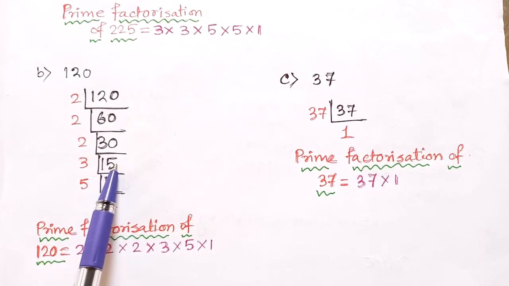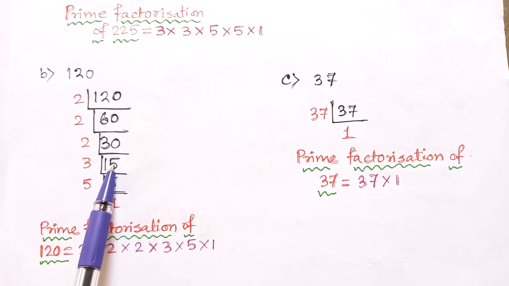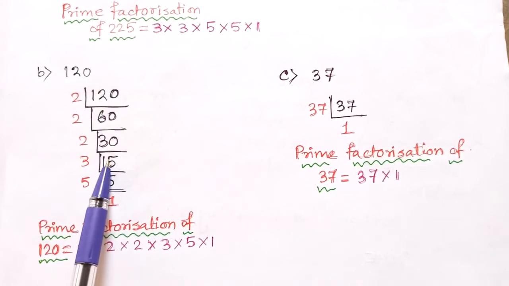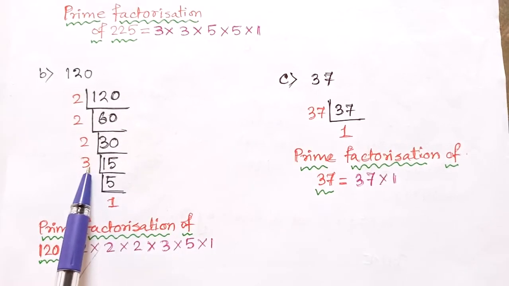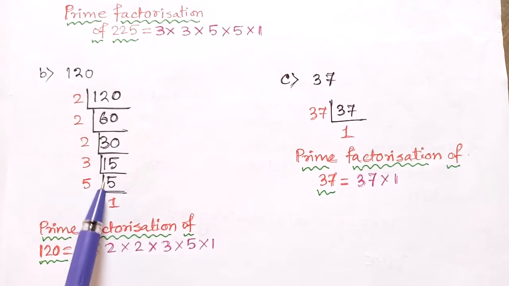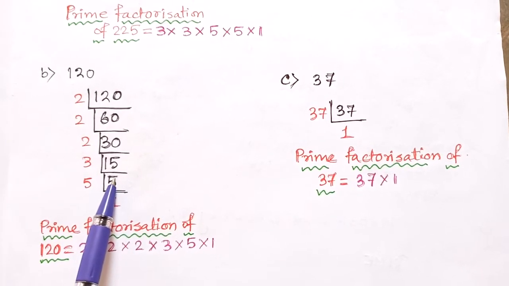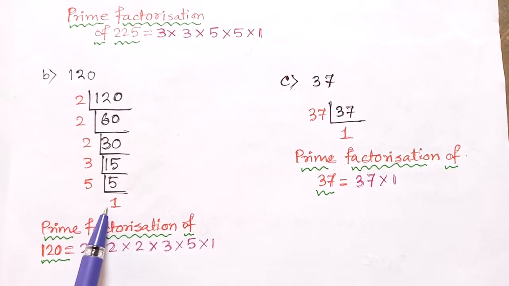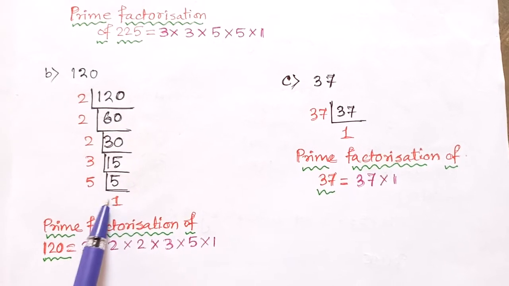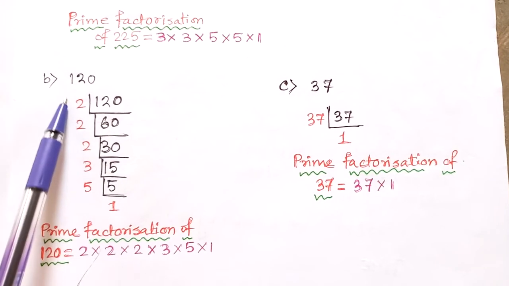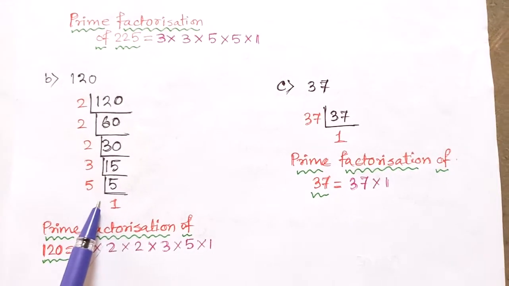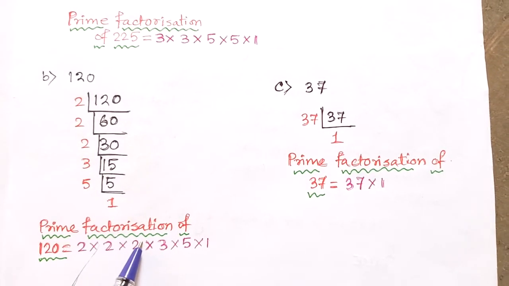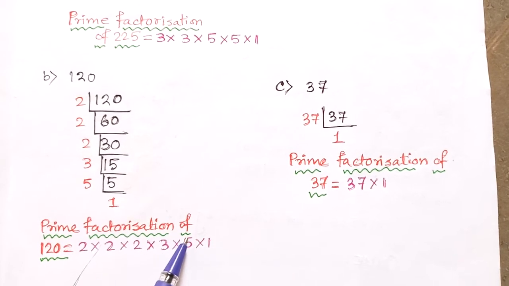Now this 15 is an odd number which is divisible by the prime numbers 3 and 5. Now 3 is the least prime number, so we divide this 15 by 3 and we get 5. 5 is a prime number and this 5 is divided by 5 and we get 1, which is the least prime number. So all these are the prime factors of 120, which can be written like this: 2 into 2 into 2 into 3 into 5 into 1.